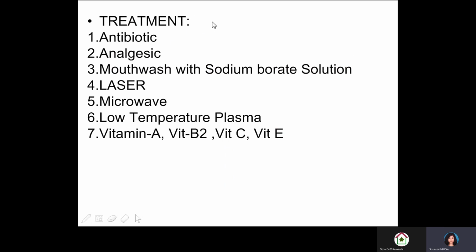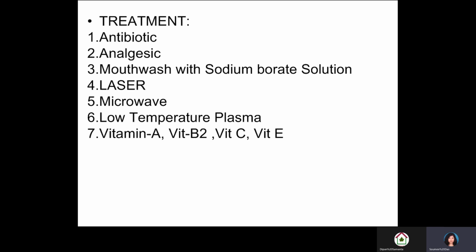Treatment. Obviously the treatment would include antibiotics in case of infective pharyngitis, and analgesics to relieve the patient from the pain. Mouthwash with sodium borate solution would help in eliminating the pathogens as well as in soothing the throat. Next is laser. Laser can be applied to relieve the patient from the pathology, in that by application of laser beams we can eliminate the hypertrophy of the related portions.